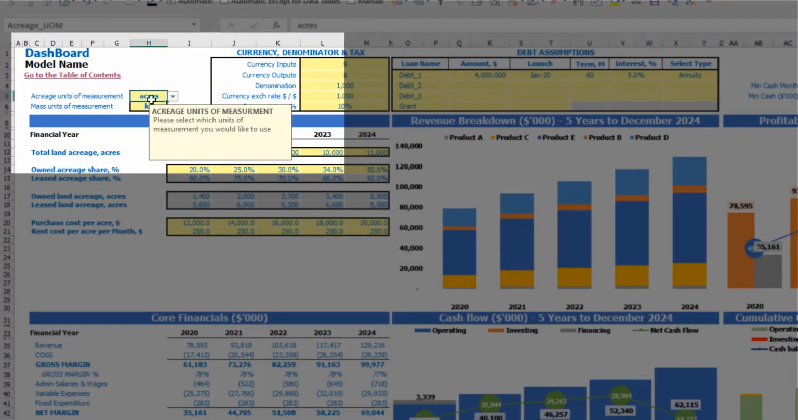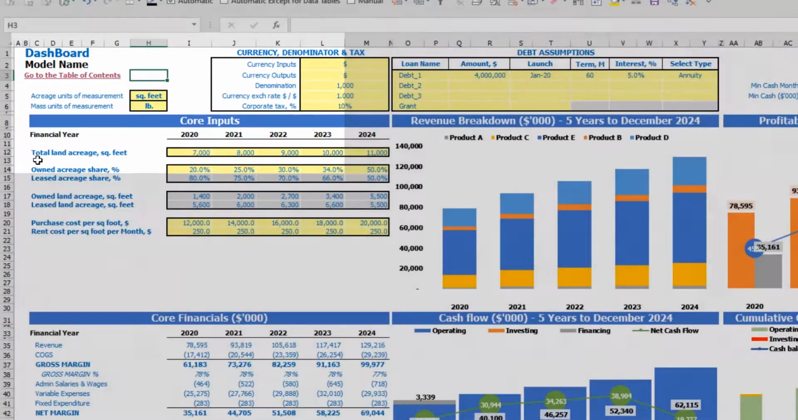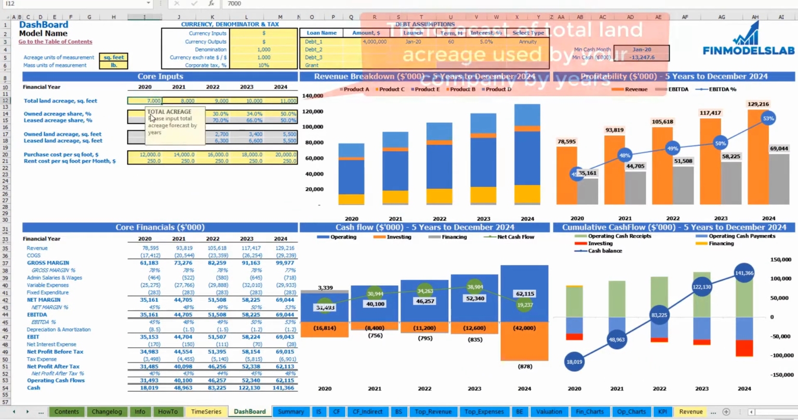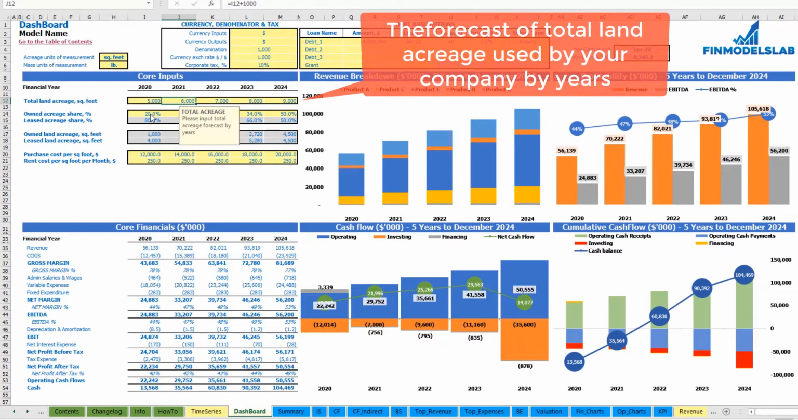Please note that each yellow cell has its own explanation of what you are supposed to input. It's just easier to navigate across the model and to understand what you are supposed to input here. So let's set up the acreage, for example, in square feet and the mass in pounds. The next step is to set up your total land acreage by years, for example, 5,000 the first year and an additional 1,000 acres each next year.